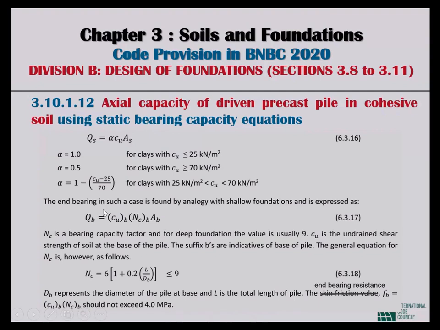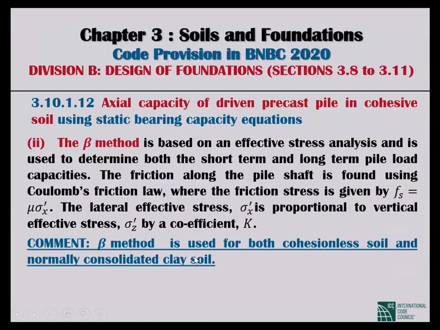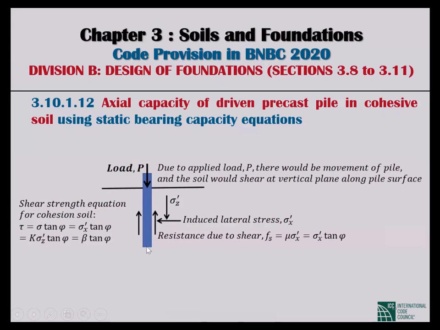So if we know the Cu, we will be using NC into AB. AB is the cross-sectional area. Usually for deep foundations, the NC value is 9. So QB is straightforward, 9 into Cu. Cu is the value of Cu of the layer on which the pile is resting. The whole pile may be passing through cohesionless soil, but it is resting on cohesive soil. Obviously, in that case, the end bearing would be this. Could you get my point? So we are getting QB from there. Now, it is the beta method. So in the beta method, we have to use a value of beta.